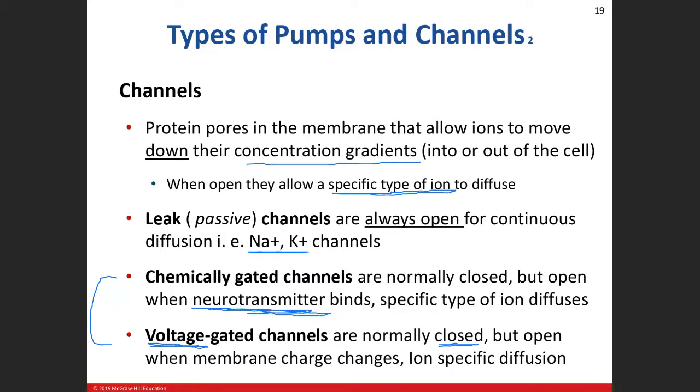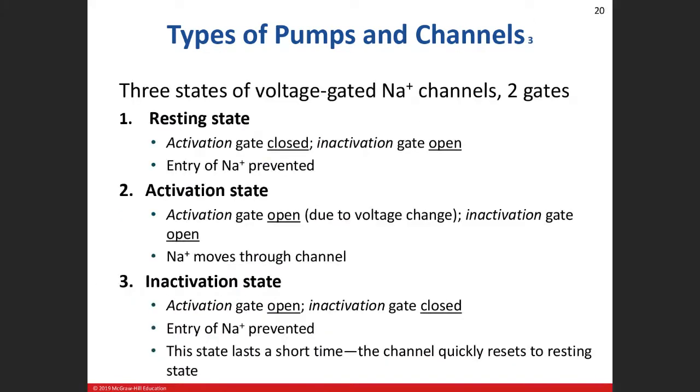So in this situation, we're going to need a change in the charge across the plasma membrane to open up these channels. So if I'm talking about a voltage-gated sodium channel, when we get a change in the electrical charge across the plasma membrane, this channel will open up and sodium will diffuse down its concentration gradient. And that's what we talked about last on Tuesday. All right, the voltage-gated sodium channels.